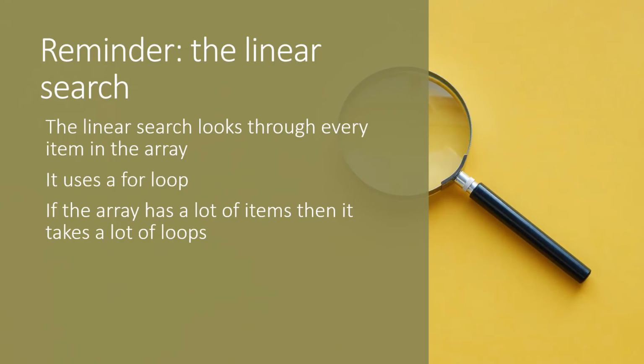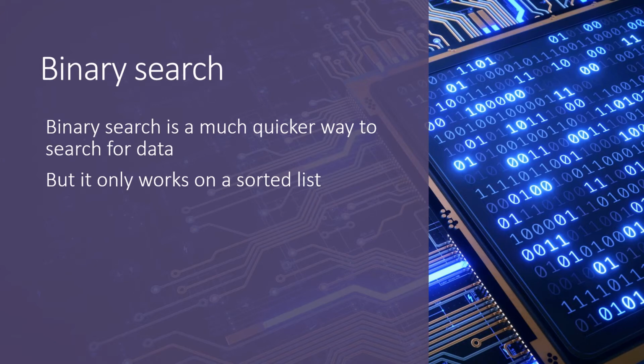Just a reminder, the linear search looks through every item in the array. It traverses the array using a for loop to inspect every item, and of course if the array or list has a lot of items in it, that takes a lot of loops, and so it's quite a slow algorithm. The binary search is a much quicker way to search for data, but it does have one drawback: it only works on a sorted list. So if your list is not sorted, or if it keeps changing so that the sorting gets messed up, then you can't use the binary search.